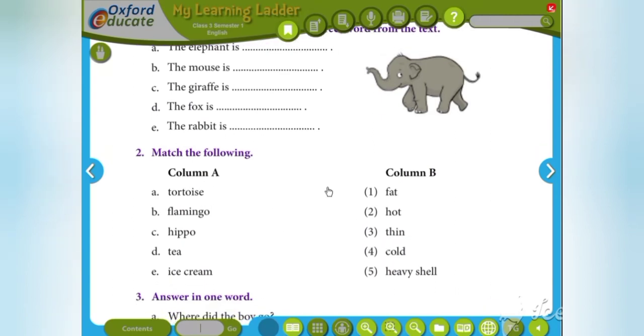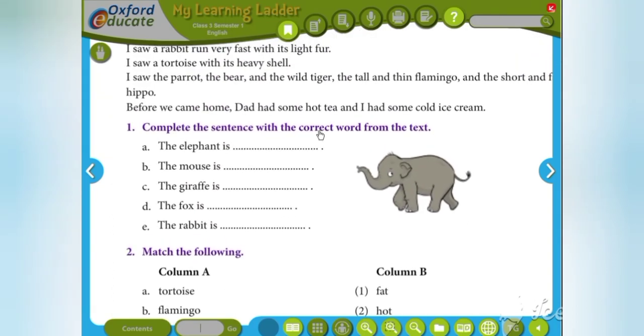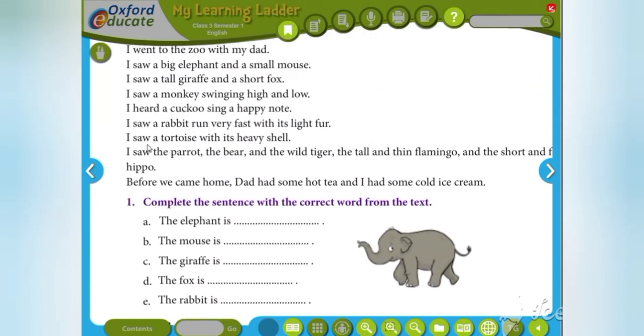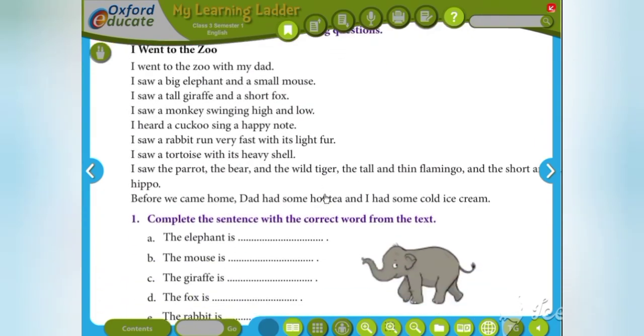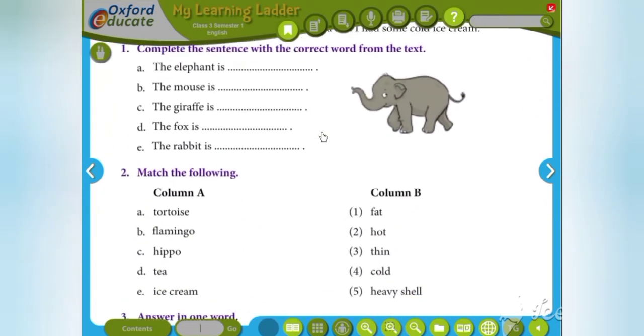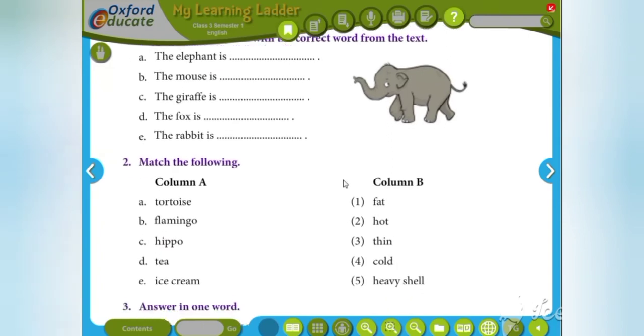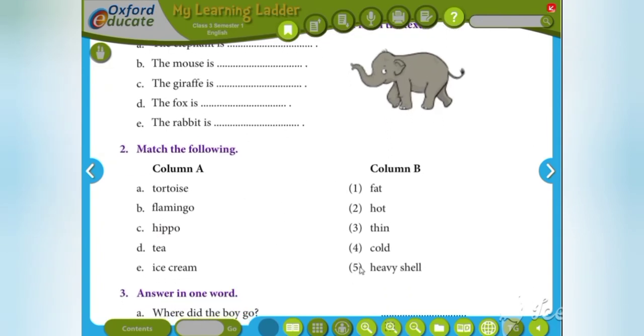So you can see in the poem what is given about the tortoise. See here in this line, I saw a tortoise with its heavy shell. Have you seen, my dear kids? I saw a tortoise with its heavy shell. Okay, so heavy shell. So which is matching here for the tortoise? Heavy shell. So for A, the fifth one, heavy shell is the answer.